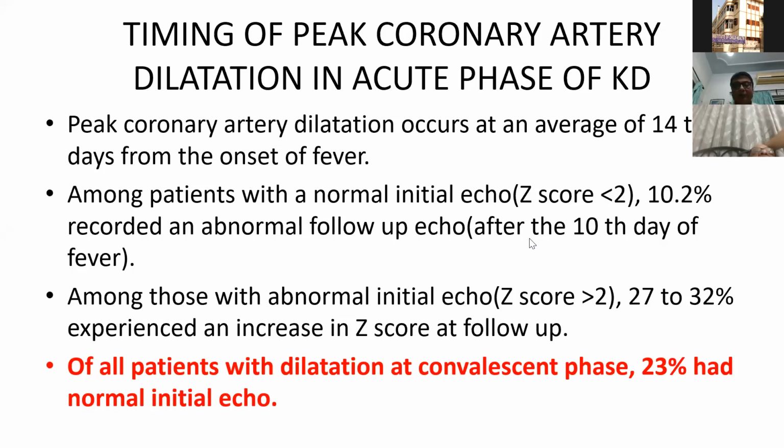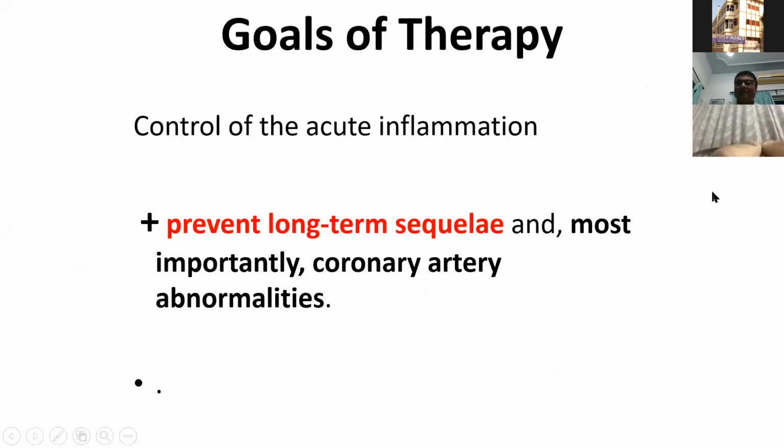Of all patients with dilatation at the convalescent phase, 23% had normal initial echoes. So again, the initial echo may be normal. So it's important to go on repeating the echoes. Although the disease is a one-time disease, the scarring may not be evident initially.